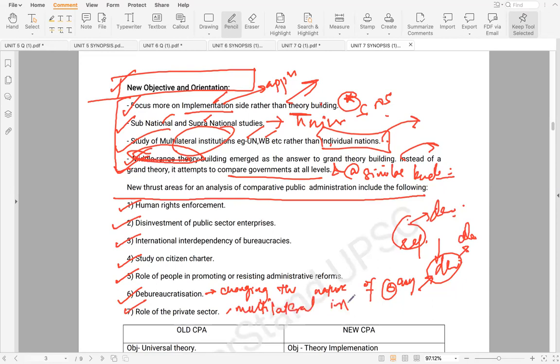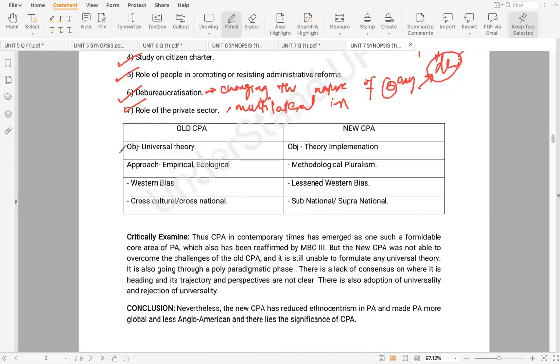etc. Old CPA, new CPA. In terms of objective, you had a universal theory. The objective here was theory implementation. The approach here was empirical and ecological. Here you had methodological pluralism. There was a pluralism in terms of not only institutions but also methodologies to arrive at the comparative public administration studies. You had a Western bias in the old CPA studies. You had a less Western bias. It was ethnocentric. You had cross-cultural, cross-national, and you had subnational, supranational levels.